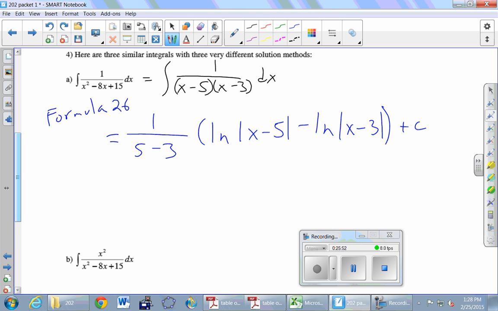Okay, so I think we're good, right? Just change that first fraction to a half and we've got our answer. Questions on this one?